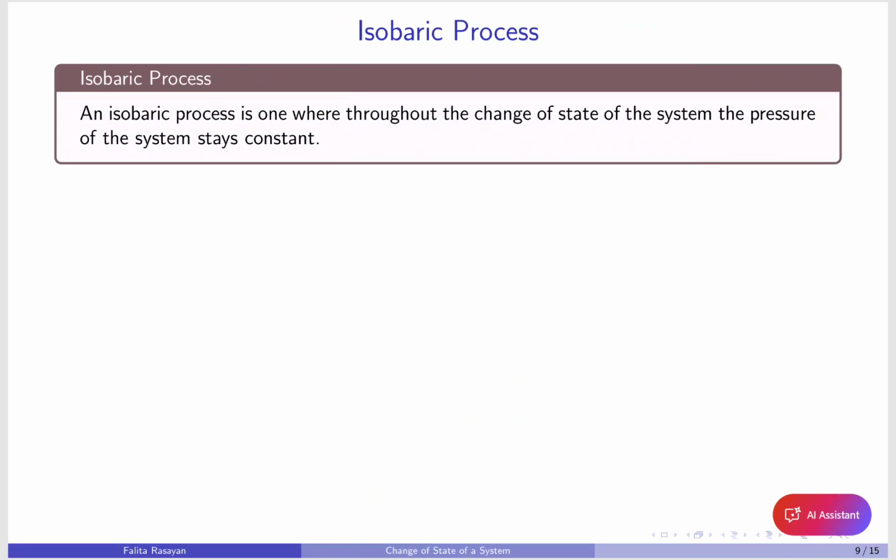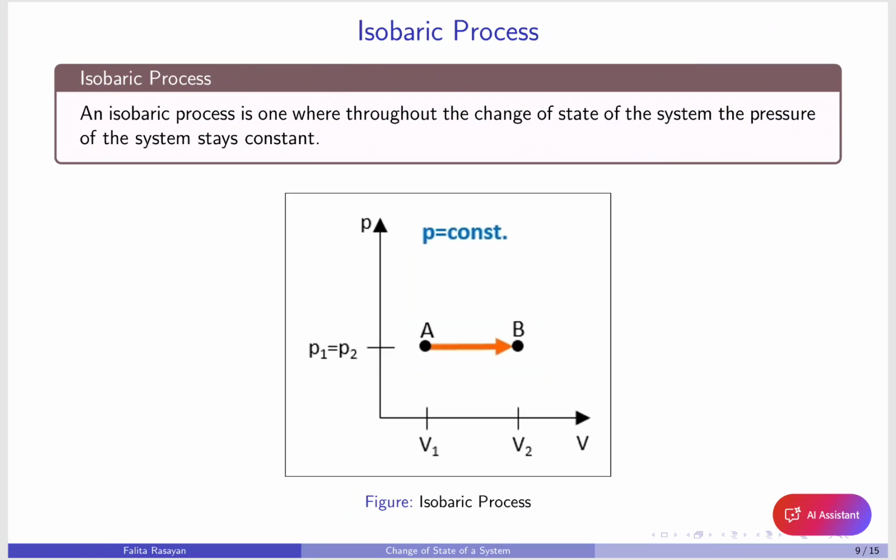Then there is isobaric process. An isobaric process is one where throughout the change of the system the pressure of the system stays constant. So unlike earlier where the temperature was constant, here we have a process where the pressure is constant. If we consider the PV curve, we will see that we have a straight line parallel to the volume axis in the PV curve for an isobaric process.